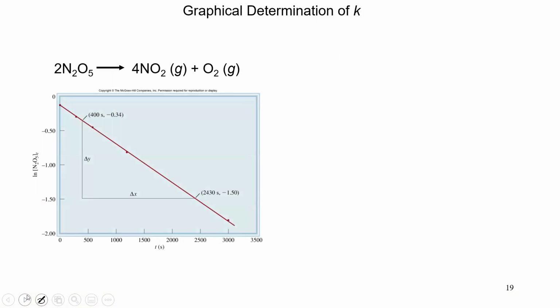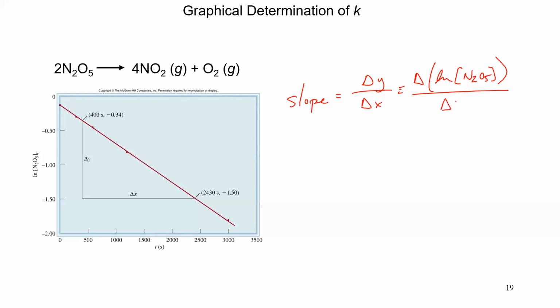All right. So if we are just given a graph, in other words, if we just have some data, we don't really know anything else, but we can figure that out, right? What's our equation for slope? Y equals mx plus b. The change in y divided by the change in x, right? And so that's the change in the natural log of the concentration of N2O5 in this case, divided by the change in time.